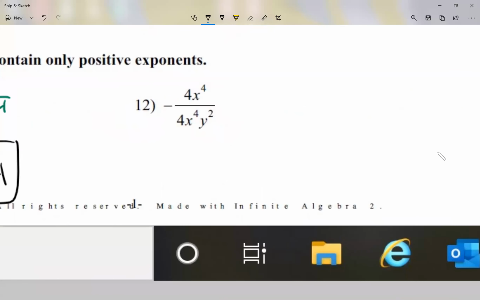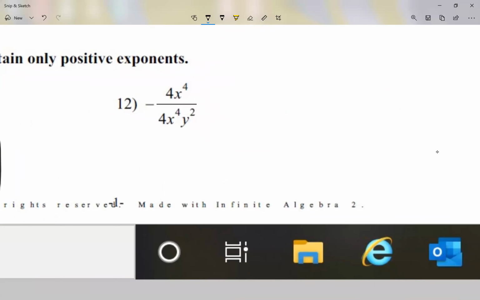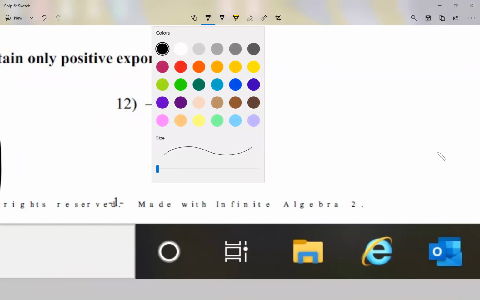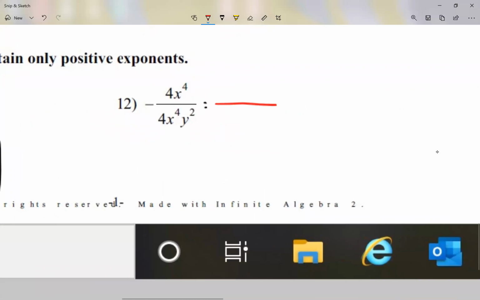Okay, let's take a look at this. I'm going to simplify first. Numbers-wise, I see a 4 and a 4. They cancel out. Letter-wise, when it comes to x's, I'm going to subtract them. 4 minus 4 is 0, so they cancel out. So it seems like I only have a y to the second at the bottom. And I have a negative sign on the front of my fraction.